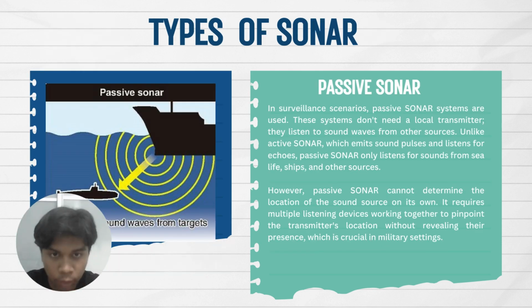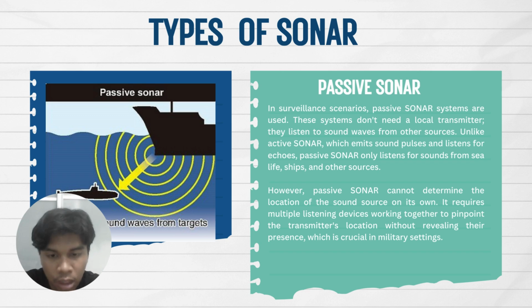The next type of sonar is passive sonar, which is used in surveillance scenarios. Passive sonar systems don't need a local transmitter. They listen to sound waves from other sources.